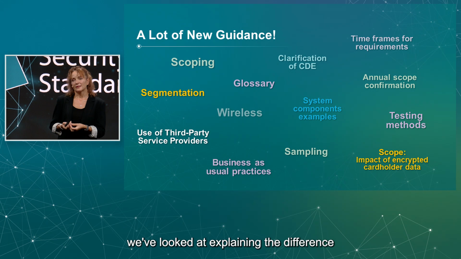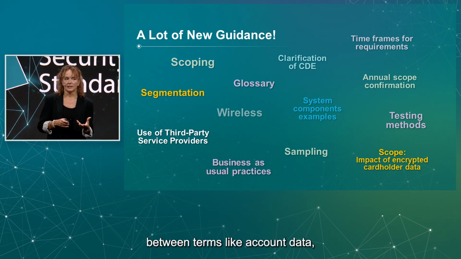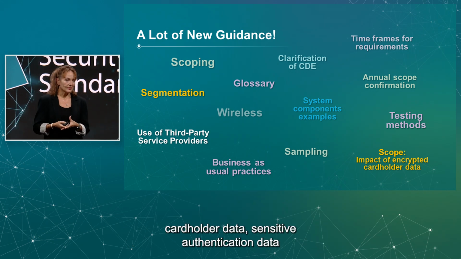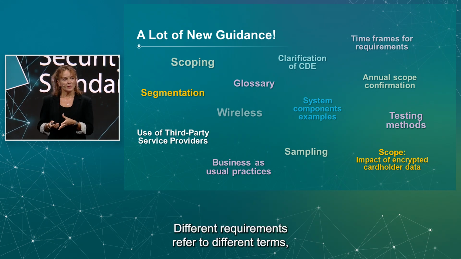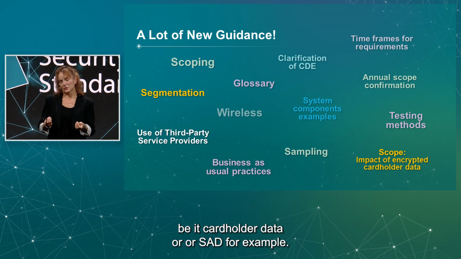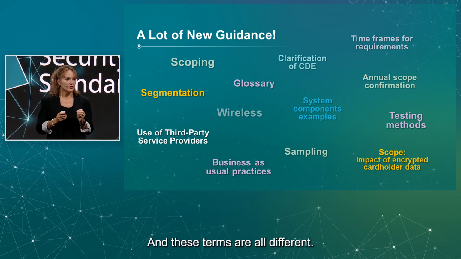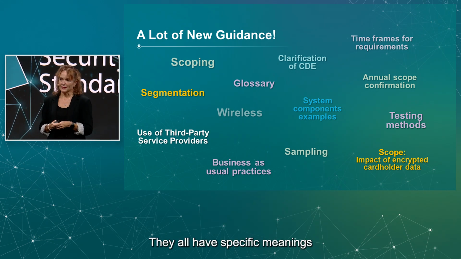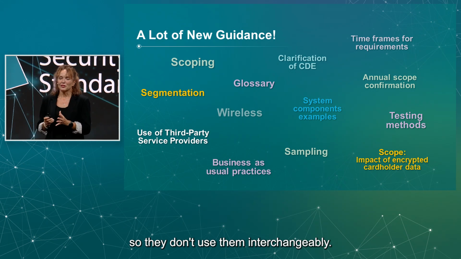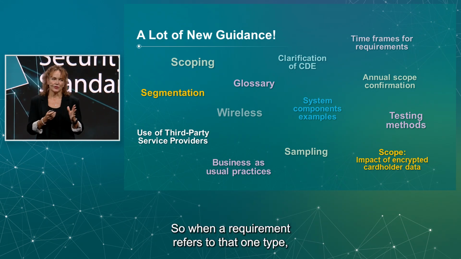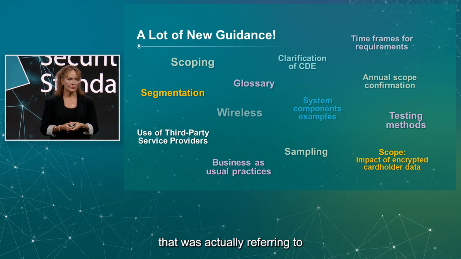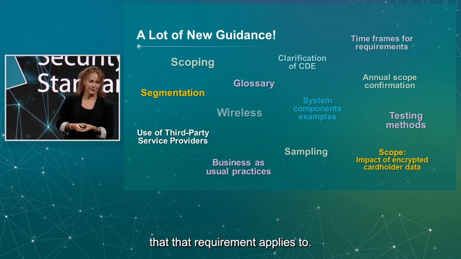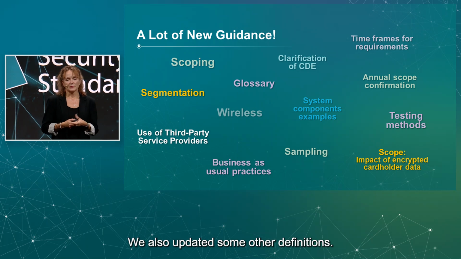We've looked at explaining the difference between terms like account data, cardholder data, sensitive authentication data, and primary account number. Different requirements refer to different terms, be it cardholder data or SAD, for example. And these terms are all different. They all have specific meanings. So they don't use them interchangeably. So when a requirement refers to that one type, we wanted to make sure it was clear which data element that requirement applies to. We also updated some other definitions.